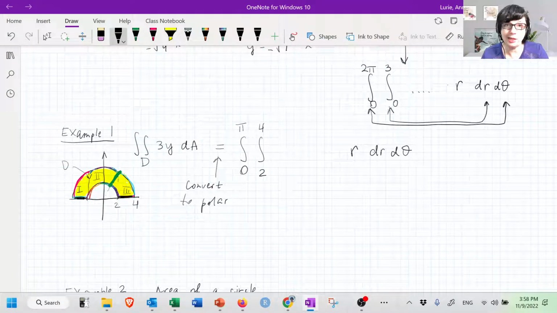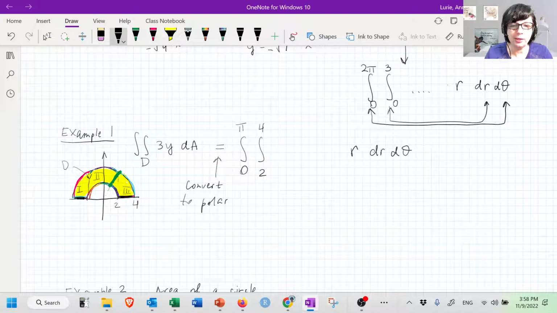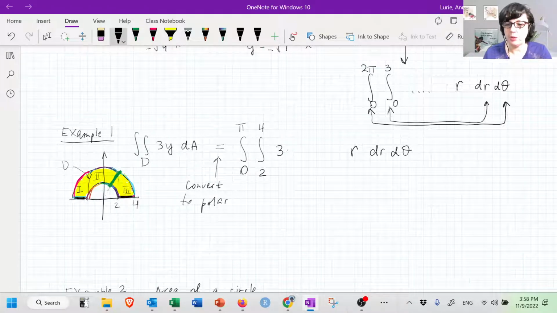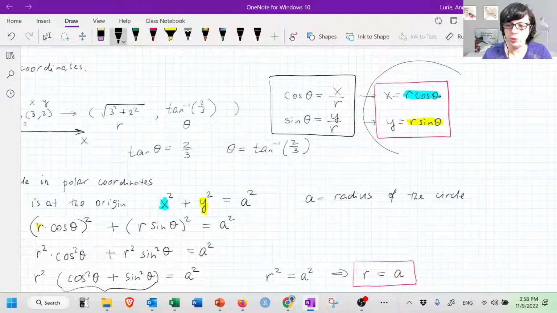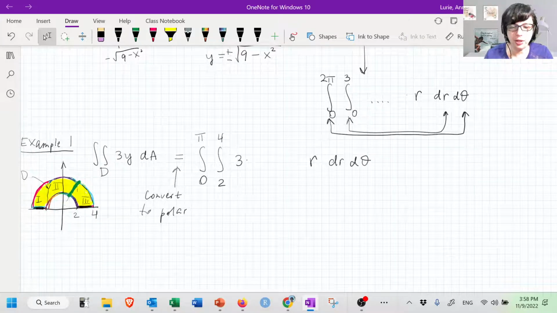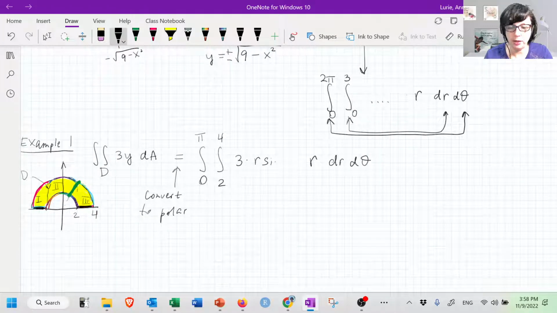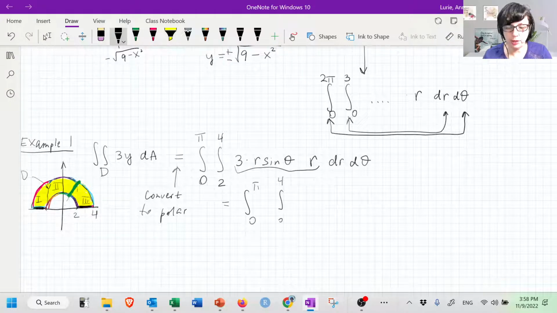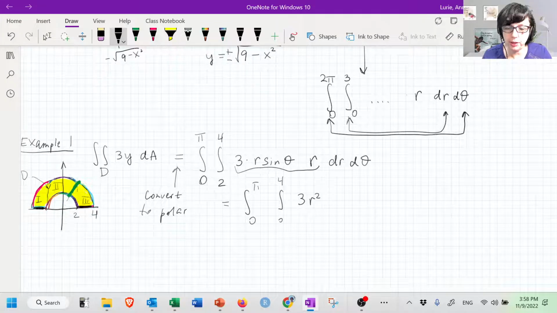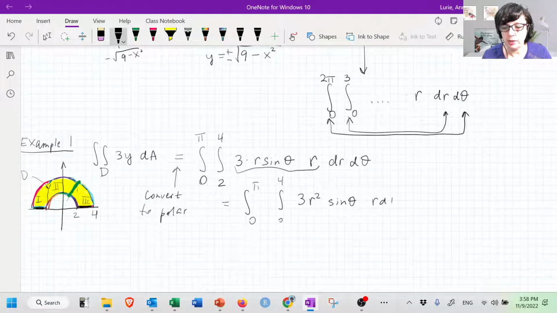And this is going to be splittable into 2, which I'll show you in a second. We've got 3, and then we have y. What is y? Remember the connection I told you that you need to know: x equals r cosine theta and y equals r sine theta. So instead of y, you're just going to put r sine theta. Why is this integral splittable? Because I can write the integrand as a product of two functions, one with only r in it and one with only theta in it. Here we have 3r squared and sine theta, dr d theta.